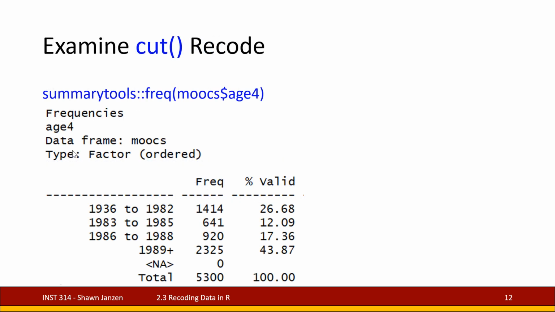If I run my summary tools on the frequency, here's the full output. It says here's the frequencies for age 4. It's coming from the mooks data frame. It is an ordered factor, and it says there were 1,414 individuals who were born between the years 1936 to 1982, 641 that were between 1983 to 1985, and so on as we go. And it tells us the frequencies and the valid percentages for them.